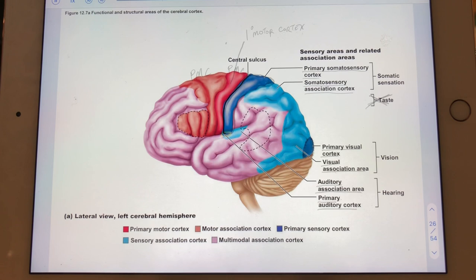Hey. What's the name of this house? That's the postcentral gyrus. Who lives there? Oh, that's where the primary somatosensory cortex is. You know what's kind of nice? You know how you have to remember premotor cortex and primary motor cortex, and because they're abbreviated the same way, you can't keep them straight? Look at this.